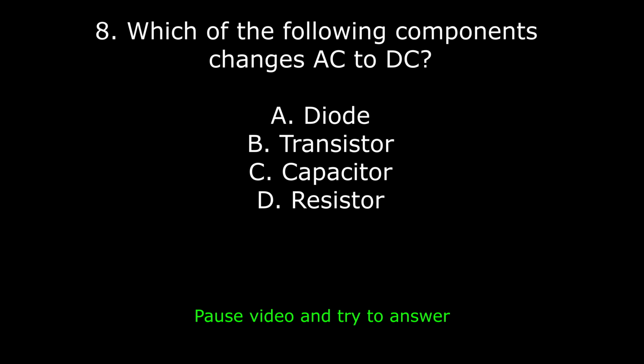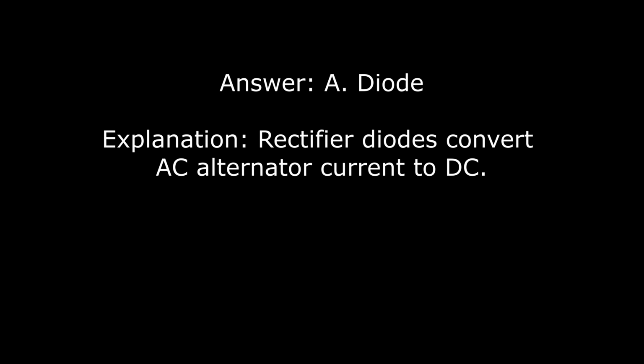8. Which of the following components changes AC to DC? A. Diode. B. Transistor. C. Capacitor. Or D. Resistor. Answer: A. Diode. Explanation: rectifier diodes convert AC alternator current to DC.